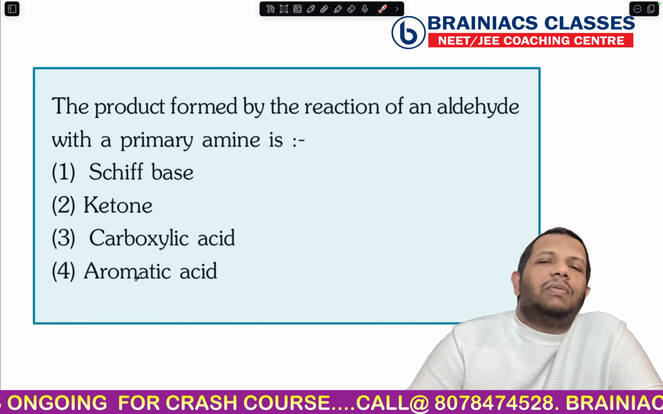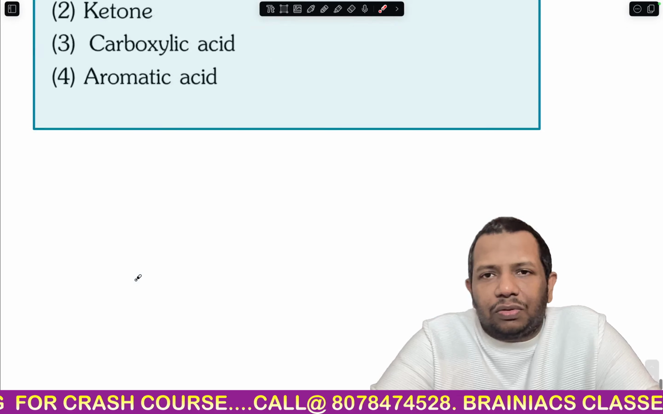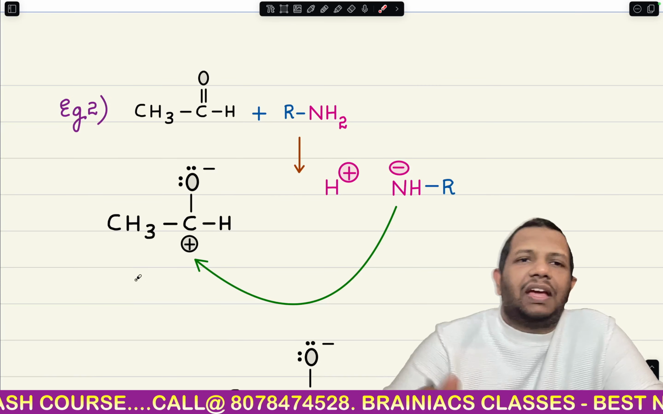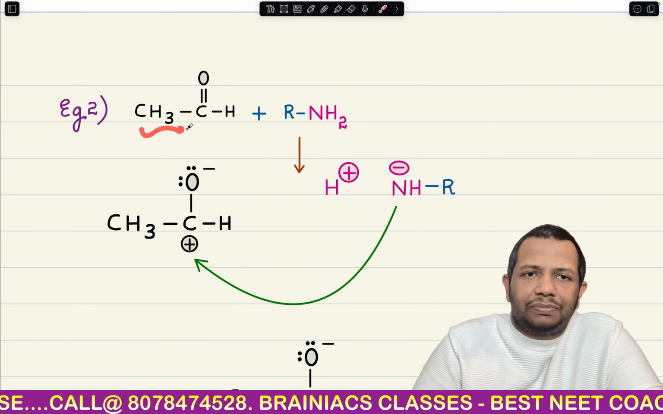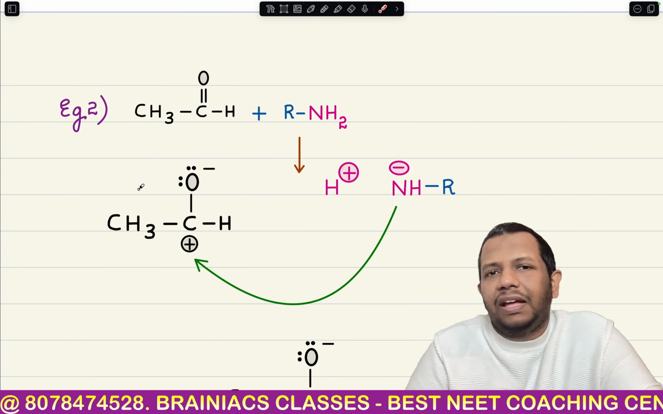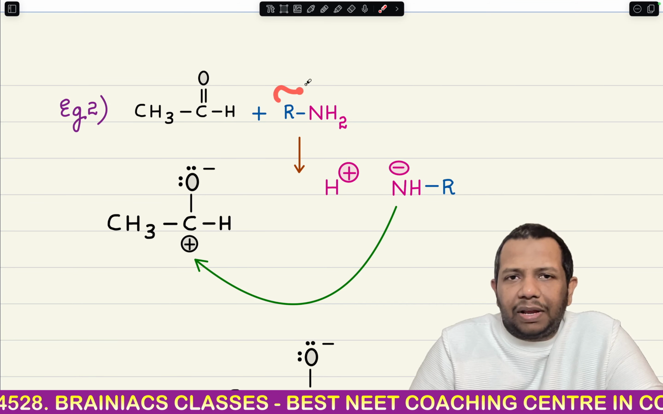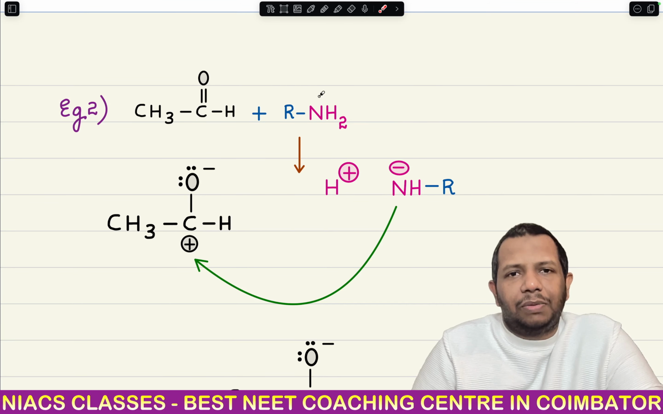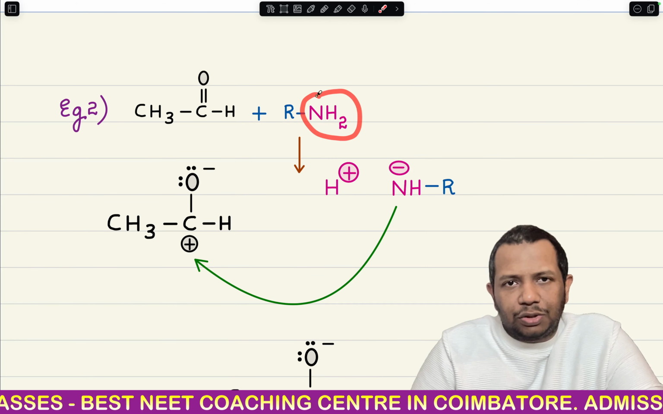So here we will see how we can do this question. First of all, I am taking an aldehyde as an example. Acetaldehyde itself I have taken. Then I have taken a primary amine. Why is it called a primary amine? Because of the presence of the NH2 group.